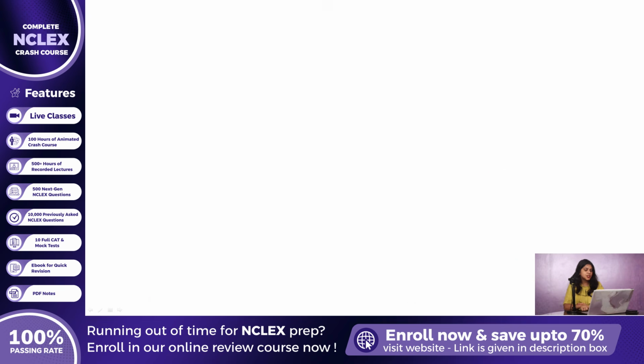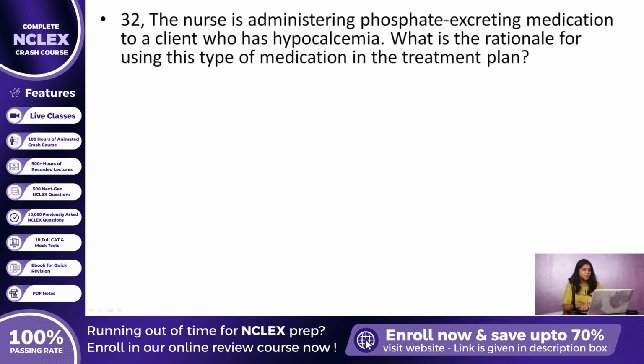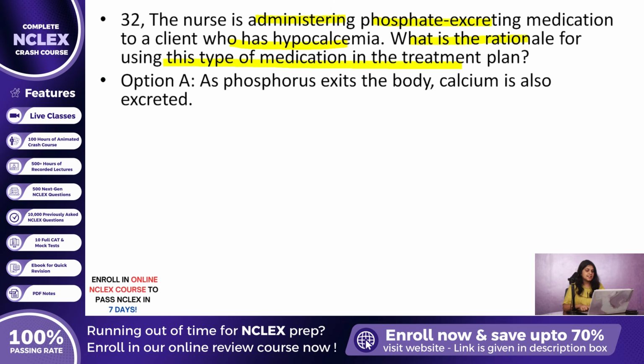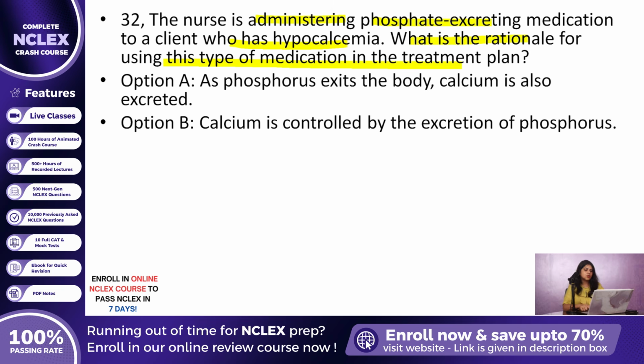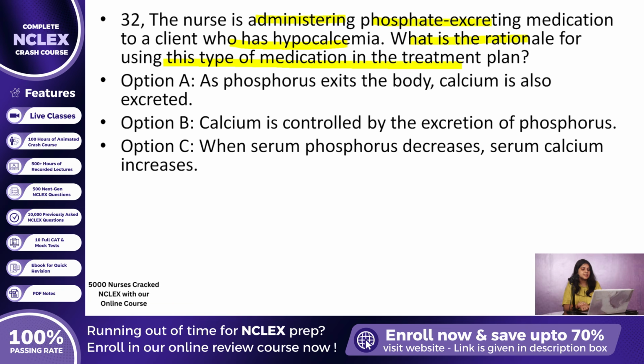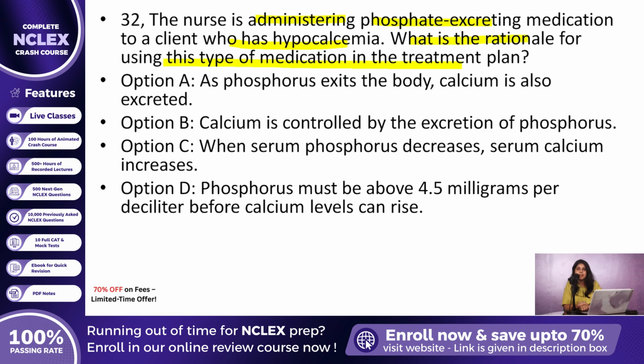Let us now continue to question number 32, which explores the biochemical relationship between calcium and phosphorus in client care. The nurse is administering phosphate-excreting medication to a client who has hypocalcemia. What is the rationale for using this type of medication in the treatment plan? Option A, as phosphorus exits the body, calcium is also excreted. Option B, calcium is controlled by the excretion of phosphorus. Option C, when serum phosphorus decreases, serum calcium increases. Option D, phosphorus must be above 4.5 milligrams per deciliter before calcium levels can rise.